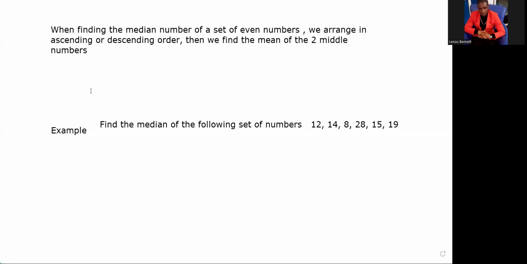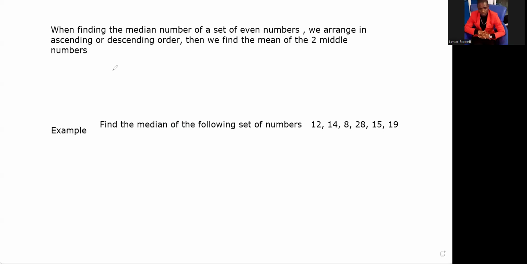All right, let's go. So the question says, find the median of the following set of numbers. We have 12, 14, 8, 28, 15, and 19. Let me check if I have 6: 1, 2, 3, 4, 5, 6. Okay, so it's 6 numbers, so it's an even amount of numbers.